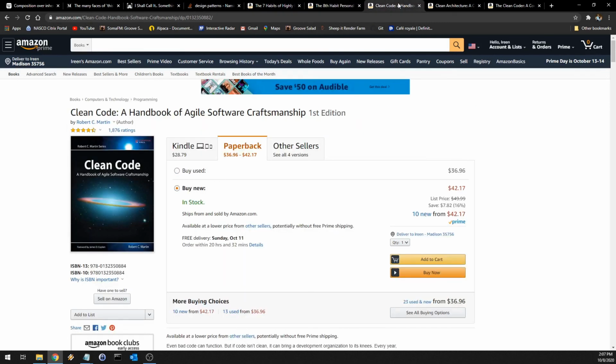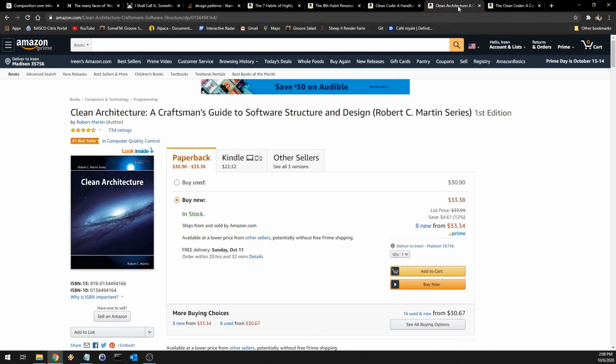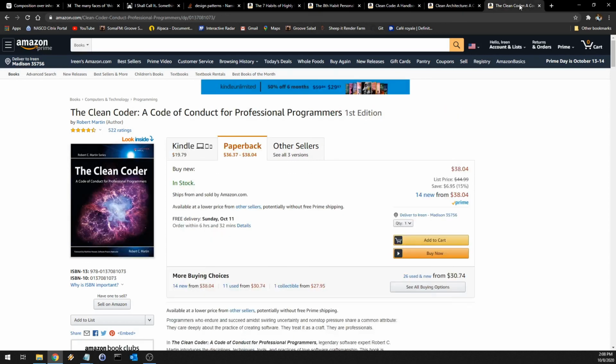Clean Code, a Handbook of Agile Software Craftsmanship; The 7 Habits of Highly Effective People, the 8th Habit; Clean Architecture, a Craftsman's Guide to Software Structure and Design by Robert C. Martin; and The Clean Coder, a Code of Conduct for Professional Programmers. All very good books and articles.